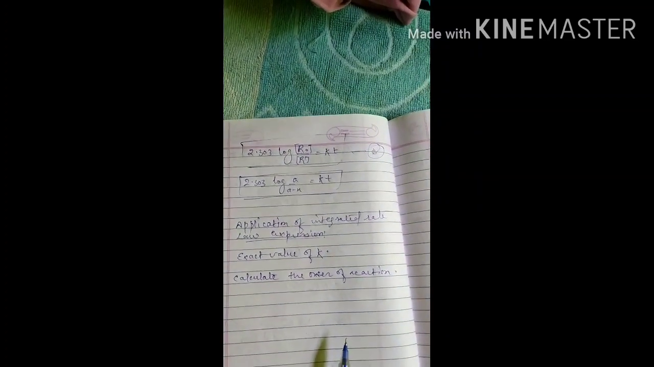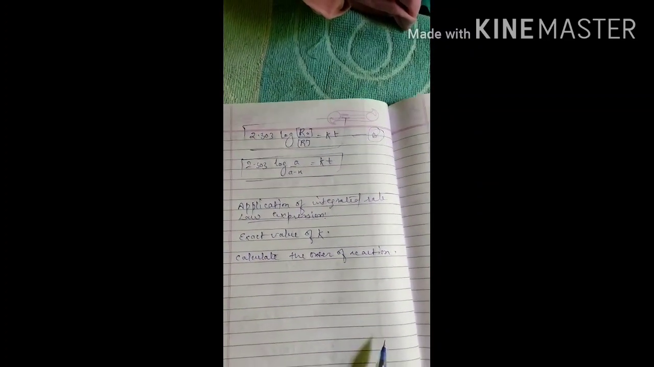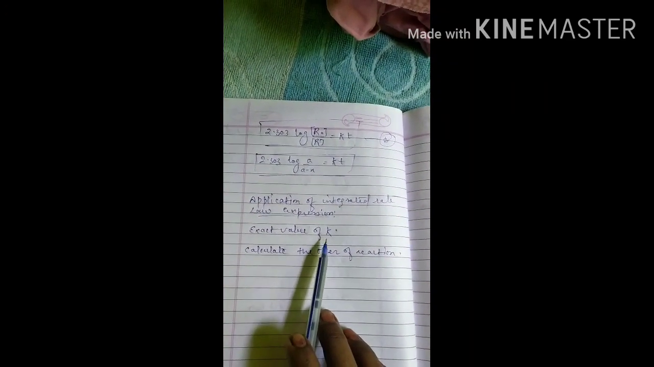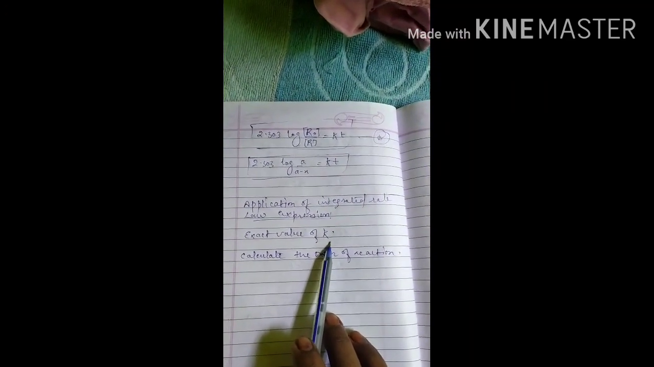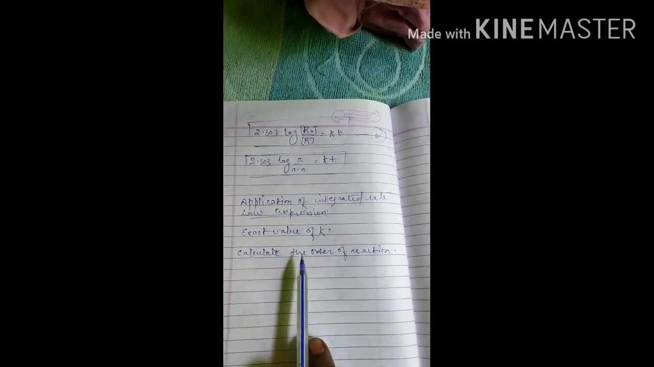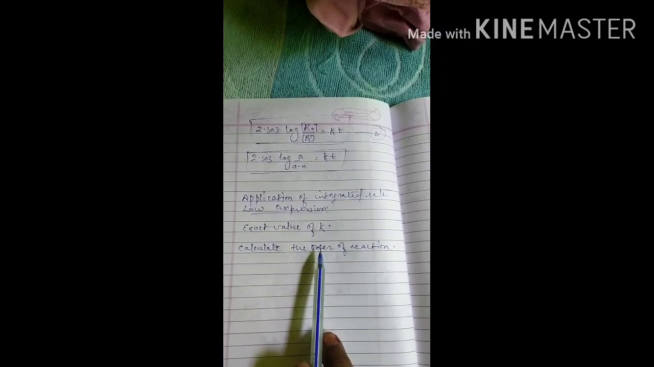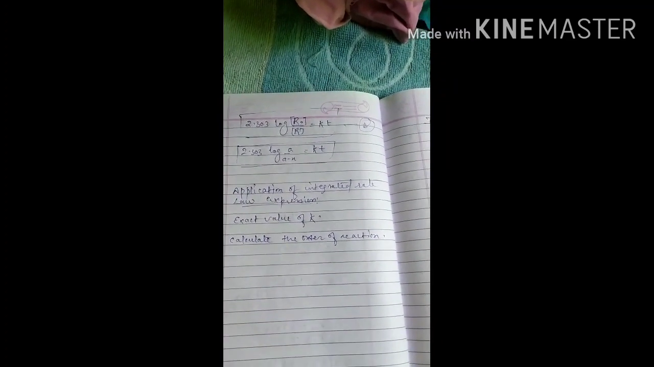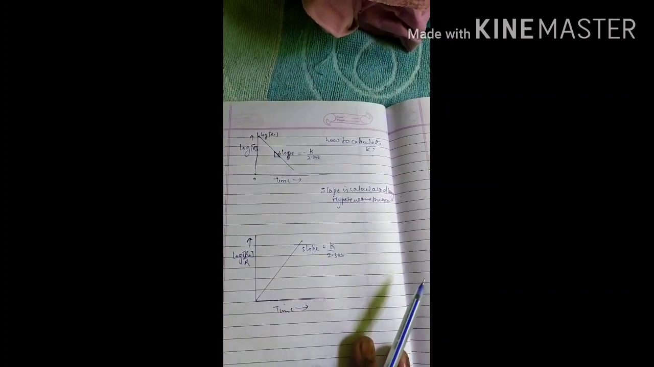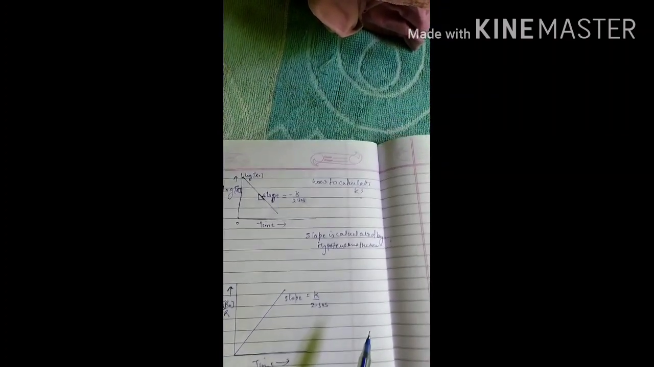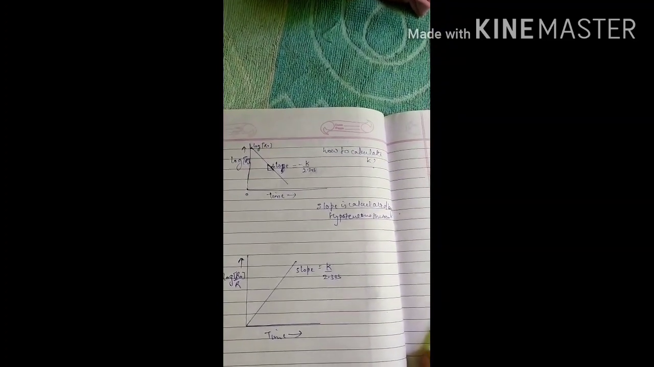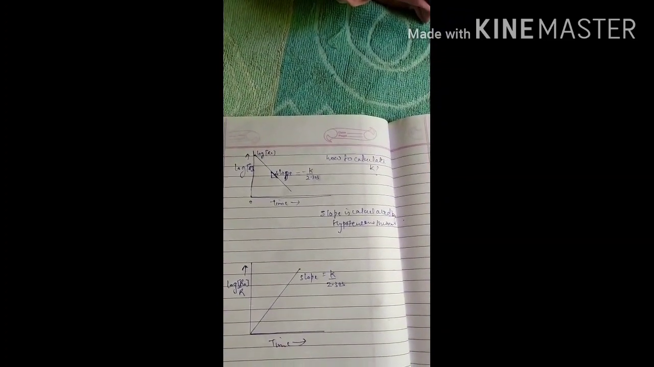Now, the application of integrated rate law: it tells us the exact value of k, the rate constant, and second, it lets us calculate the order of any reaction. In terms of a graph, how to calculate k, we will discuss in the next lecture.